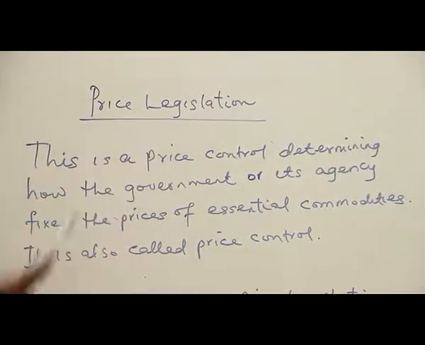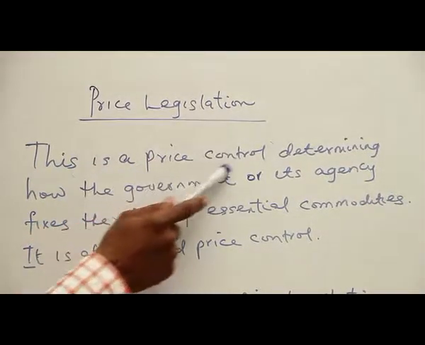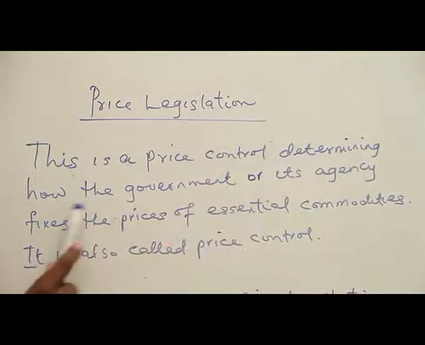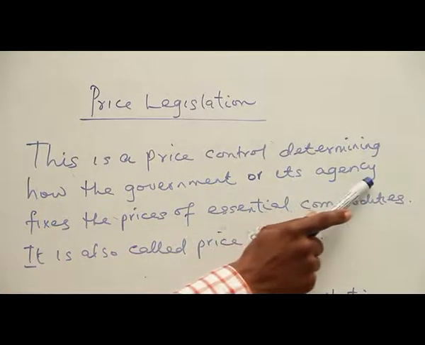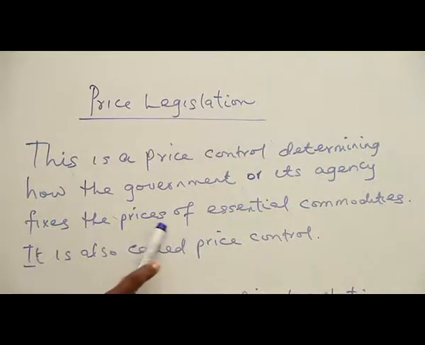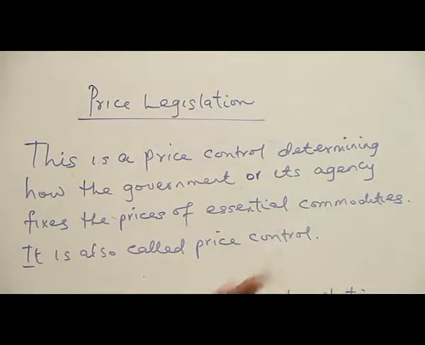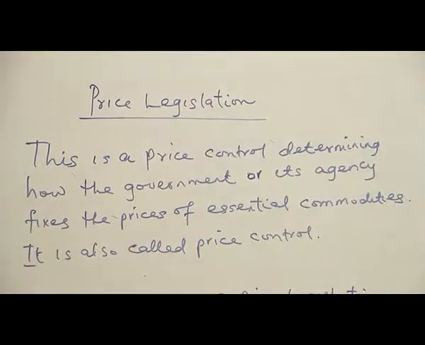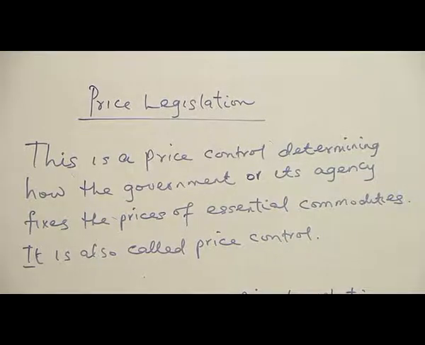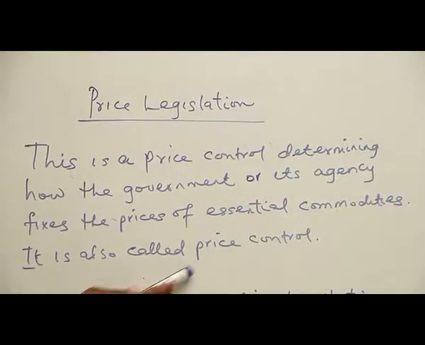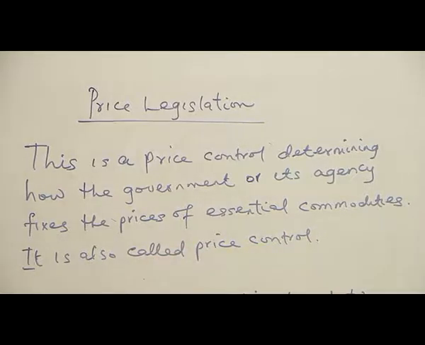Price legislation. This is a price control determining how the government or its agency fixes the prices of essential commodities. That is, in an economy, government can intervene or appoint an agency or agencies to be in charge of legislating when it comes to the price of goods and services, particularly essential commodities. So price legislation is also known as price control.